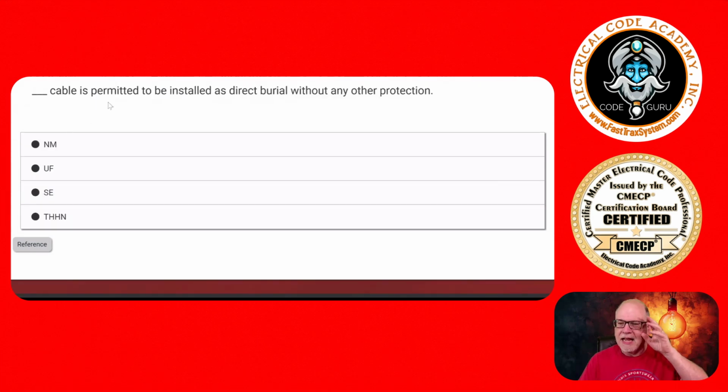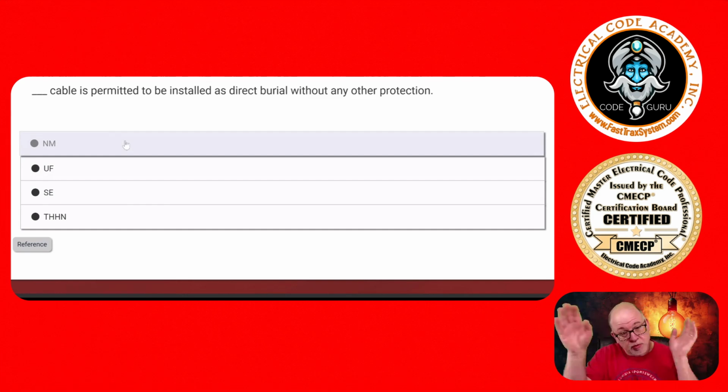Okay. Next one here, it says blank cable is permitted to be installed as direct burial without any other protection. So this means you have the ability to drop it straight into the earth. Now remember, you have depth of cover that's in 300.5 of the National Electrical Code. So you do have this depth of cover requirement. But what type of product can be dropped straight into the earth? Now you might already know the answer to this. And again, this would be a good example where you can answer it and move on.